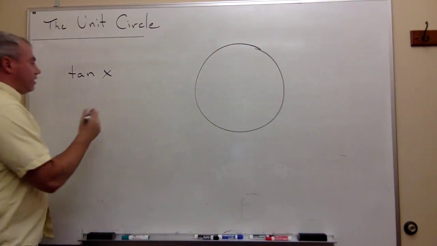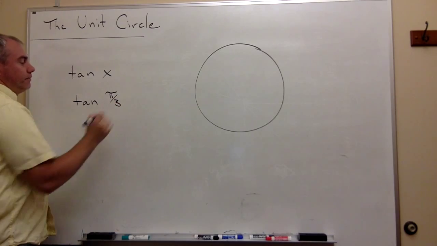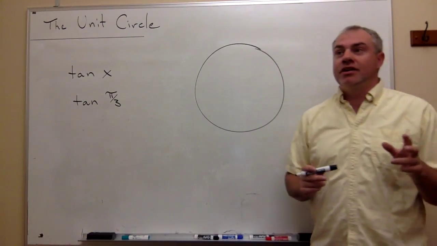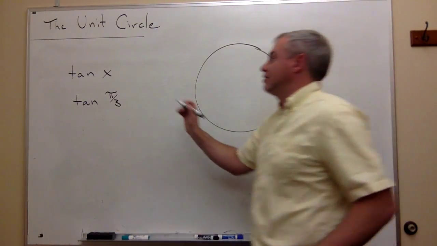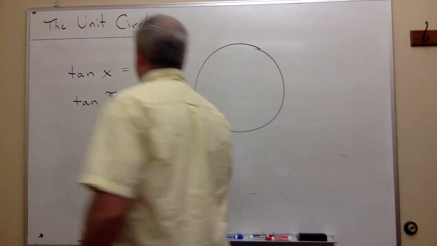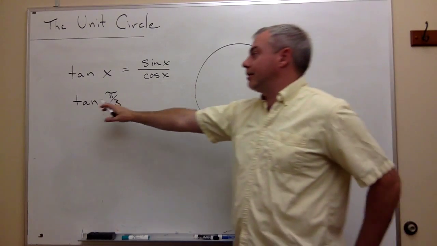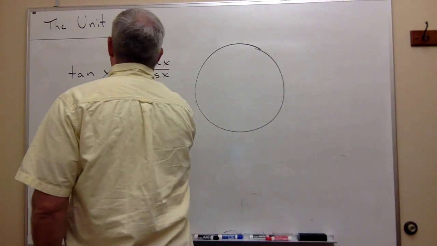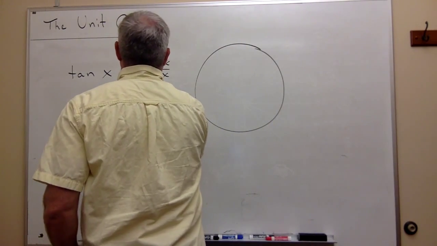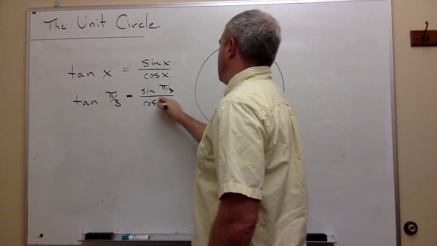So first let's write down something. Let's just say I wanted to know what's tangent of pi over 3. Well, the first thing I have to do is remember that tangent of x is the same thing as sine of x divided by the cosine of x. So tangent of x by definition is the sine of x divided by the cosine of x. So if I'm talking about tangent of pi over 3, really what I'm talking about is the sine of pi over 3 divided by the cosine of pi over 3.